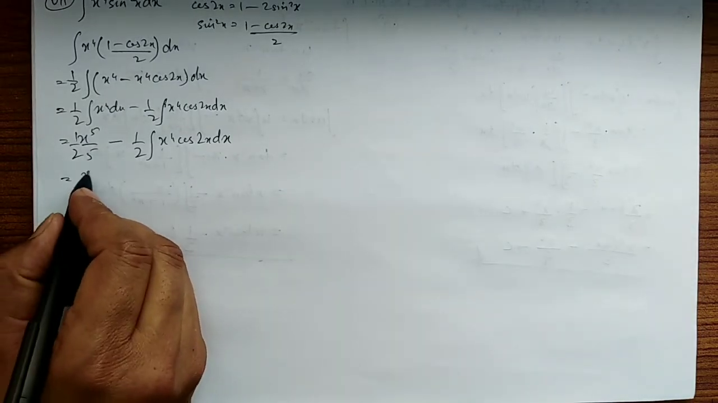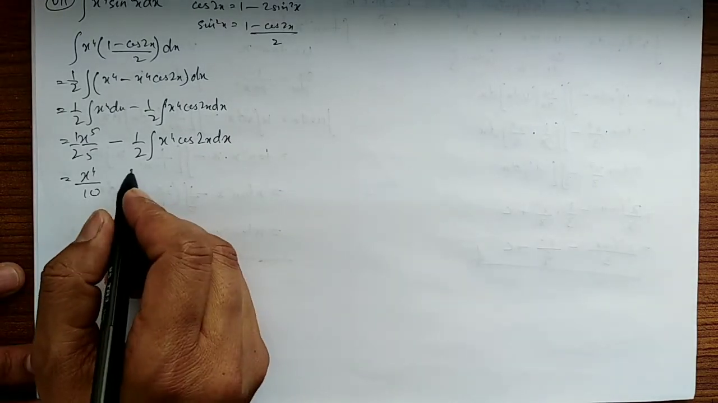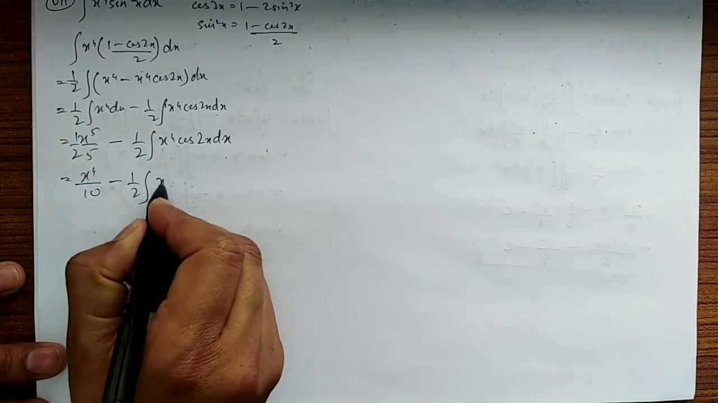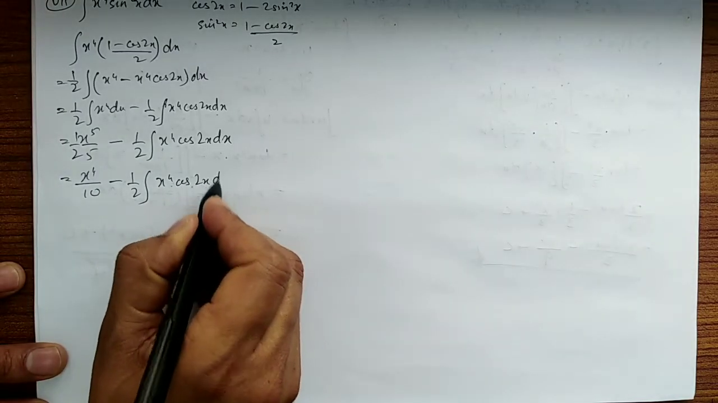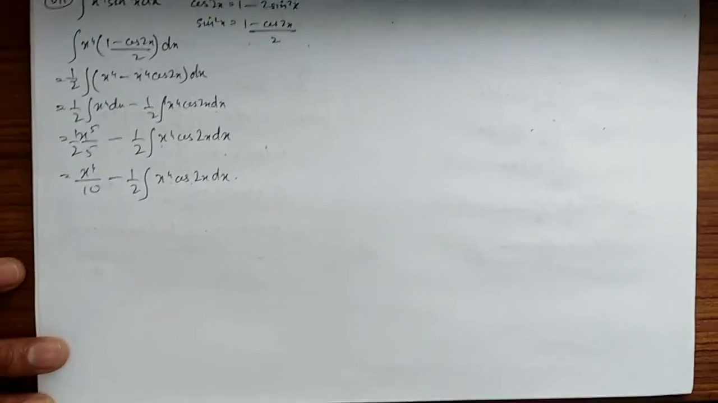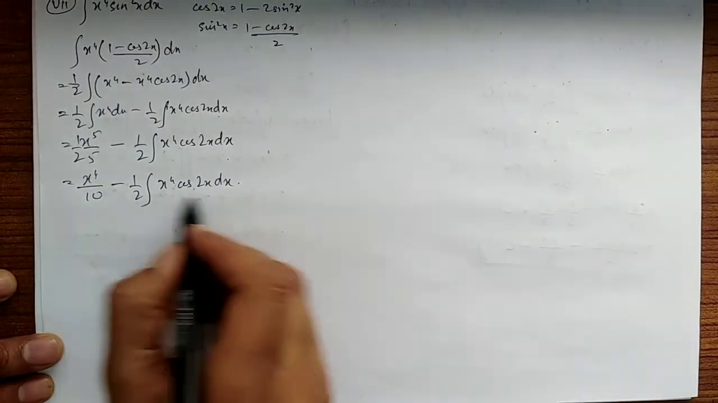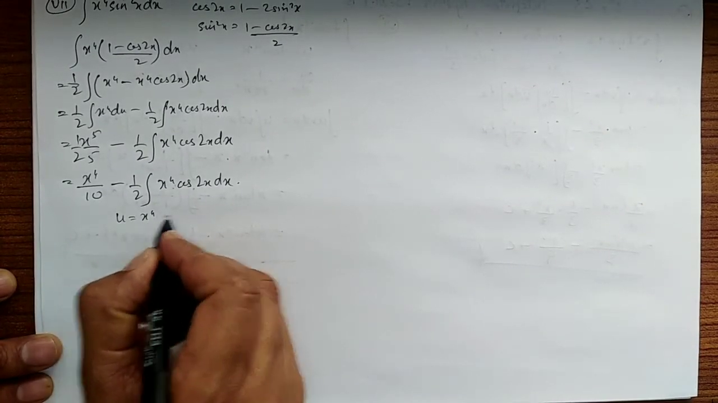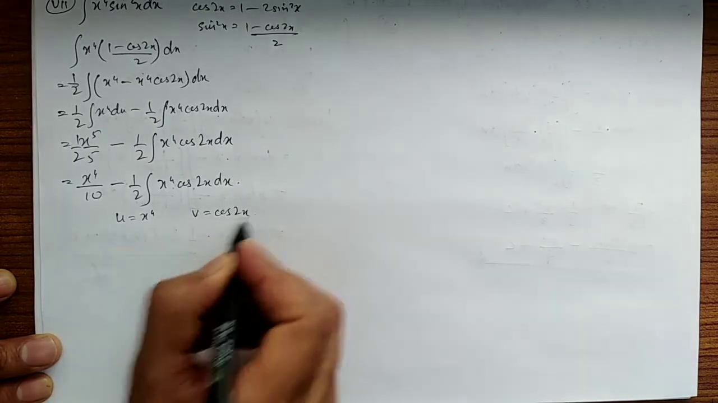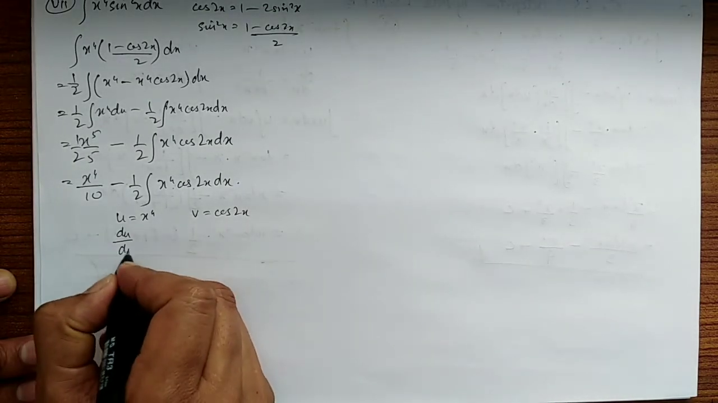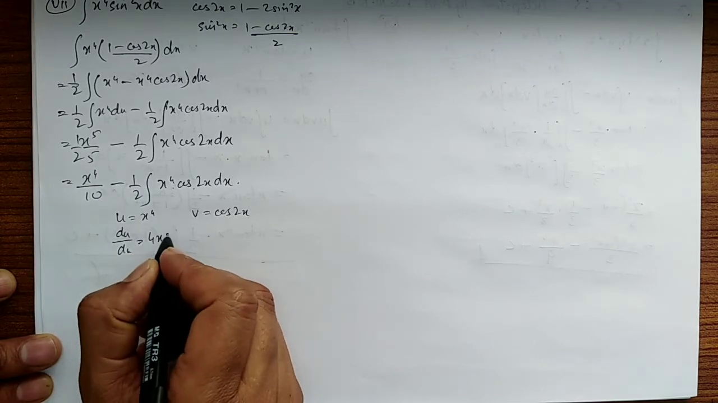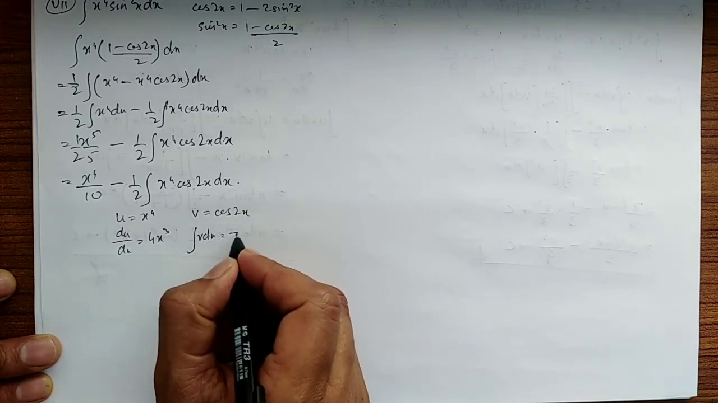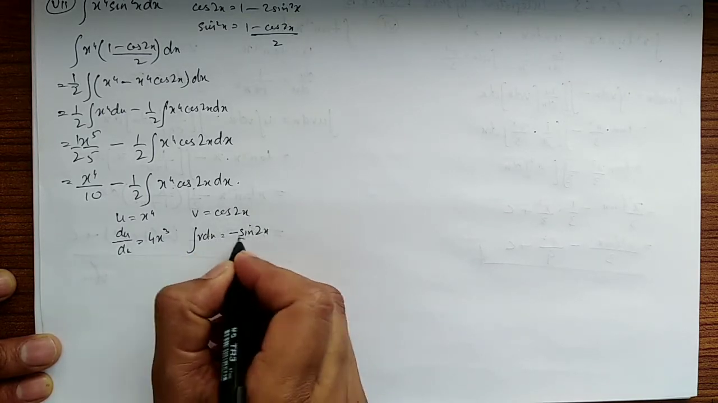So we can write x power 5 upon 10, and applying this integral of x power 4 cos of 2x dx. Okay, applying the integration by parts for this section, by taking u equal to x power 4 and v equal to cos of 2x. If we take the derivative of u, that is 4x power 3, and the integral of v dx will give us sine of 2x upon 2.